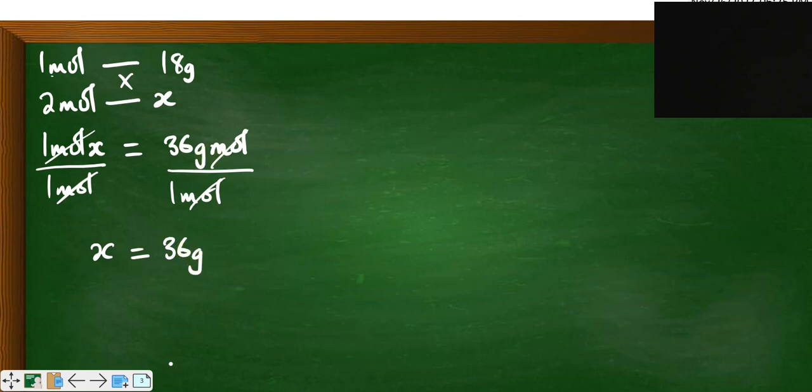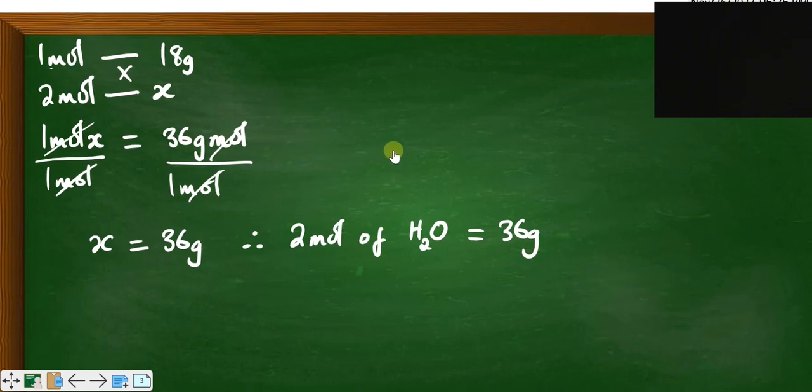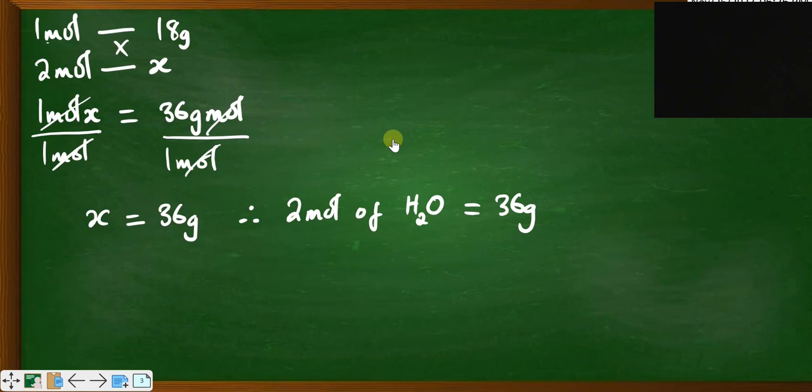So you are going to say, therefore, 2 moles of water is equal to 36 grams. You see the situation, how it is rolling out itself nicely. So this is the situation. Let me just squeeze this thing here a little bit like that.